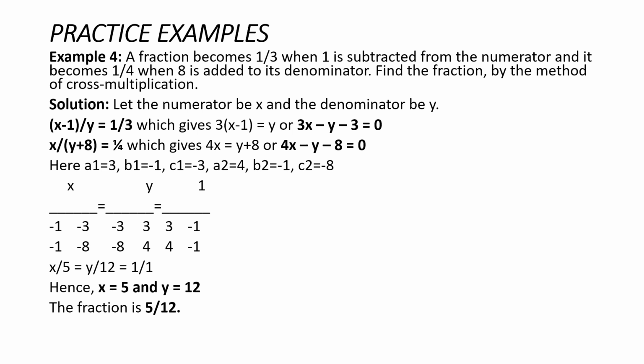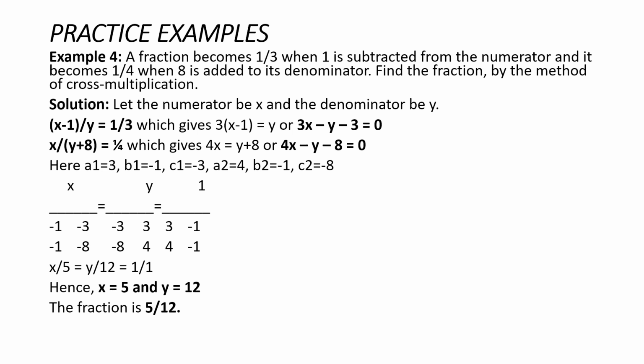Example 4. A fraction becomes 1 upon 3 when 1 is subtracted from the numerator, and it becomes 1 upon 4 when 8 is added to the denominator. Find the fraction by the method of cross multiplication. So first of all, assume that the numerator is x and the denominator is y.